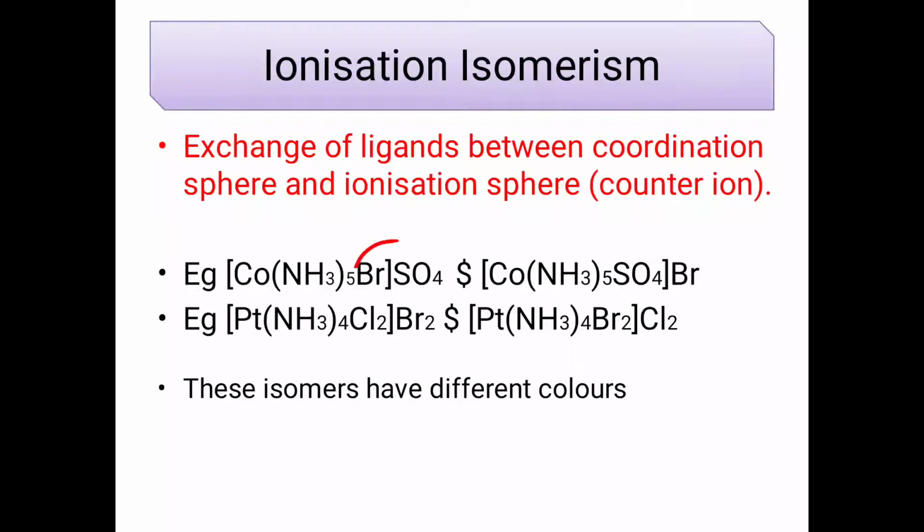In the first example, we see that bromine is inside the coordination sphere and sulfate is in the counter ion. But later on there is an exchange. Sulfate goes inside the coordination sphere, whereas bromide remains out. Similarly here, bromine will go into the coordination sphere and chlorine will come out. Each of these isomers has a different color, like this one will have one color, this one will have another color.